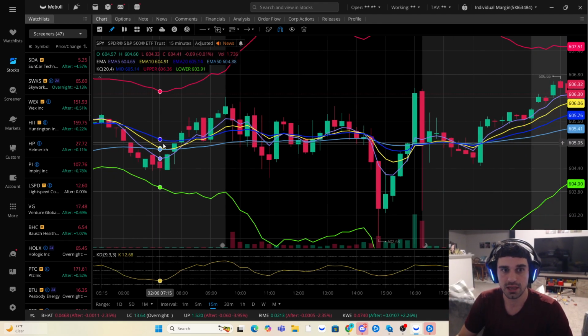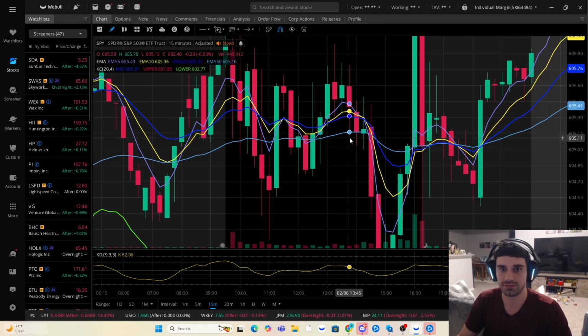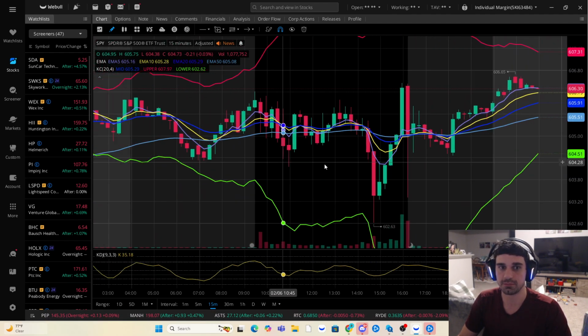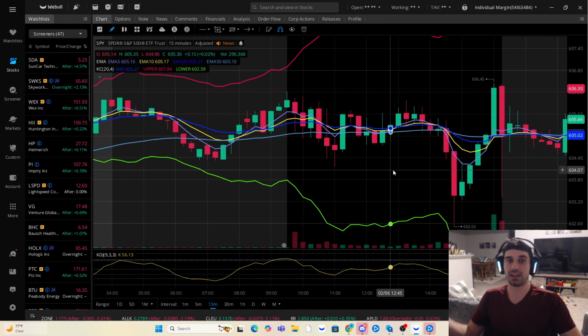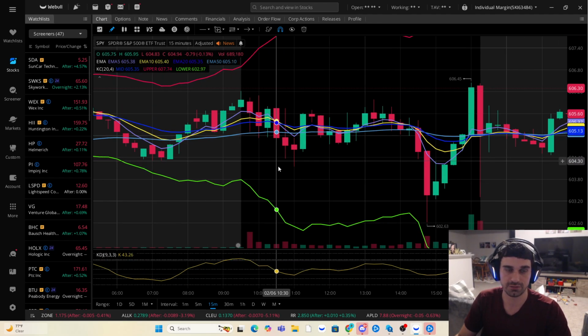But basically, you have the EMAs in the middle. I use the 5, the 10, the 20, and the 50. And I also have Keltner channels at the top and the bottom. But I'm a big fan of ORB, opening range breakout. So basically, this is today for SPY.